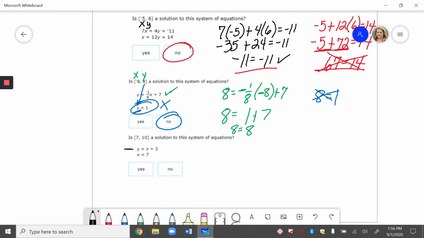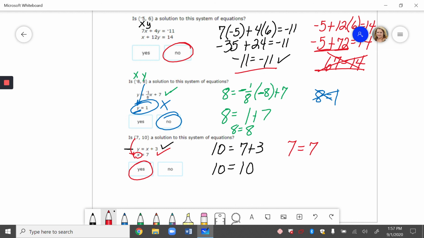This one, 10 equals 7 plus 3. What's 7 plus 3? 10. So that one worked. What's x? 7 is x. Is 7 the same thing as 7? Yes, both of them worked. So they both work. That's it.